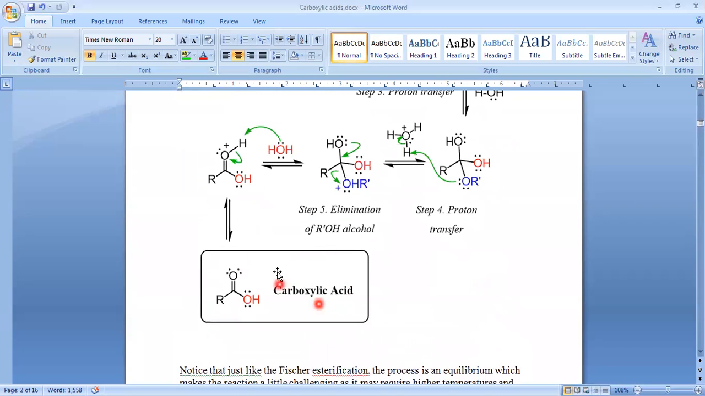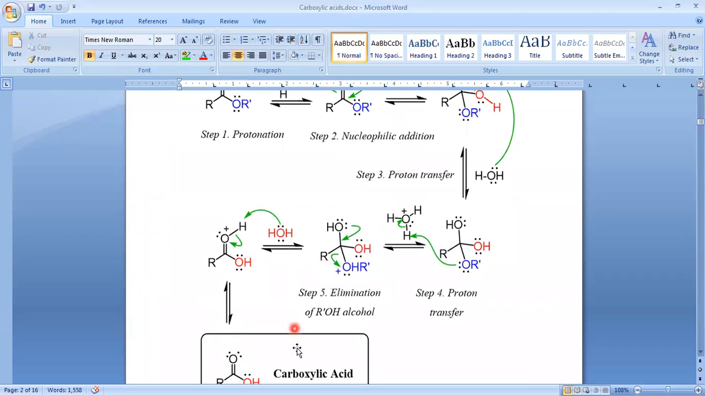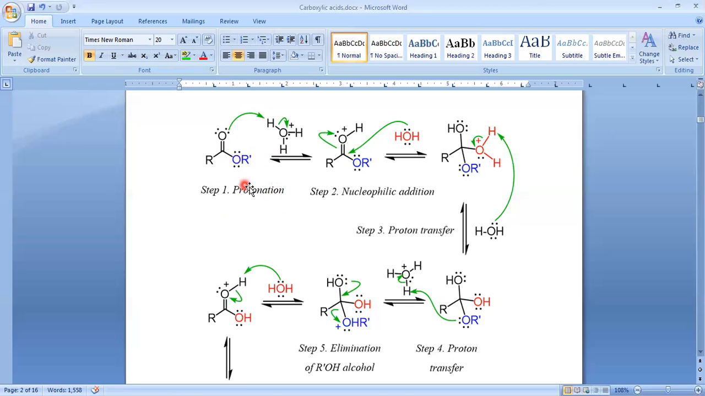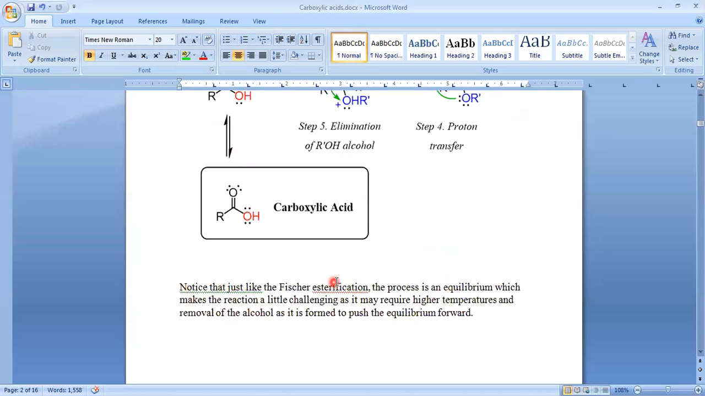Okay, the reverse of this reaction is known as Fischer esterification. So a carboxylic acid reacts with this alcohol, again gives what? Ester. Again, we will study this esterification in the next lesson. So the reverse of this step is known as Fischer esterification.